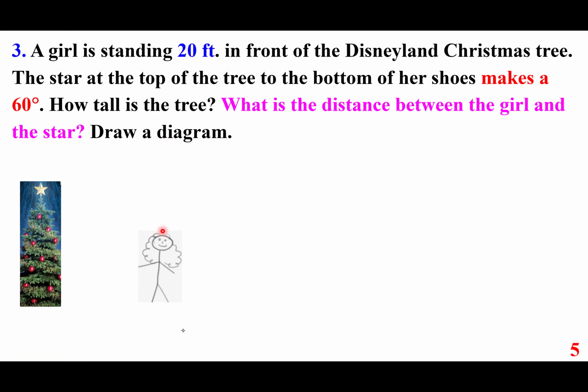So here's the tree, here's the girl, and here's the distance between the two. Standing 20 feet, so this is 20 feet. Here's the height that we are looking for, and here's the distance between the two. So we draw this. This is where the star is. This is 60 degrees. This is 20 feet. The height is x, and the distance between the girl and the star is missing.